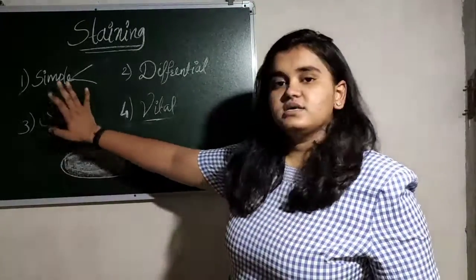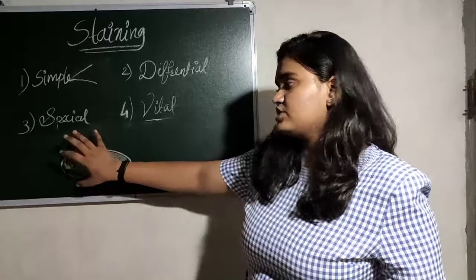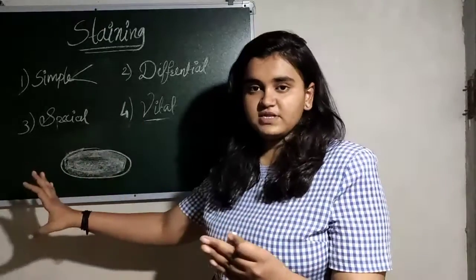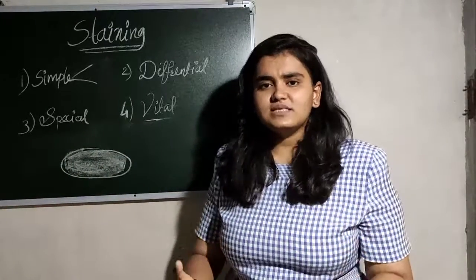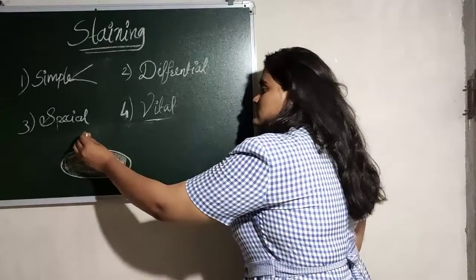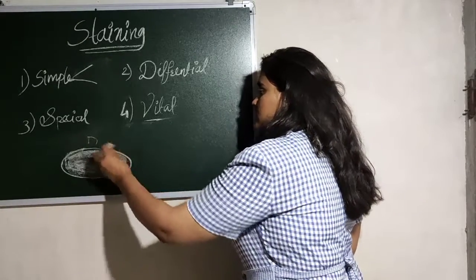So this type of staining helps us to differentiate this microorganism from its surroundings. The ultimate goal of staining is that, right? And so this is known as direct staining.